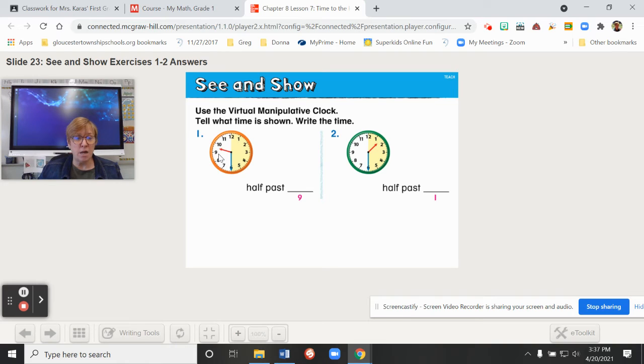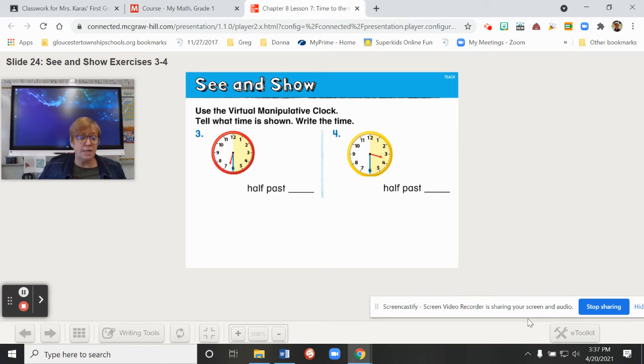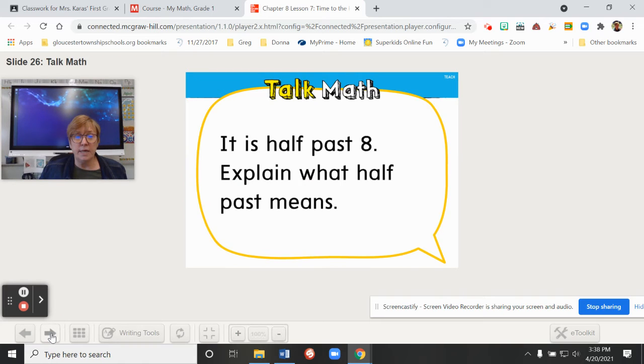Okay, 9:30 and 1:30. So we're going to be practicing that a lot today with the lesson and when we meet for groups. All right, again, use your clock, tell what time is shown. All right, pause and answer the question now. 6:30 and 3:30. All right, here it is 8:30.